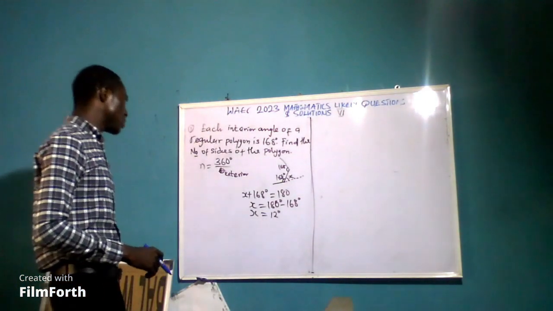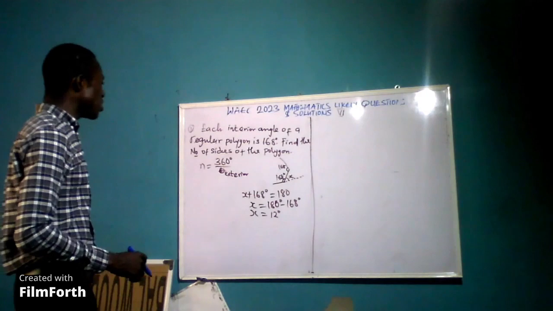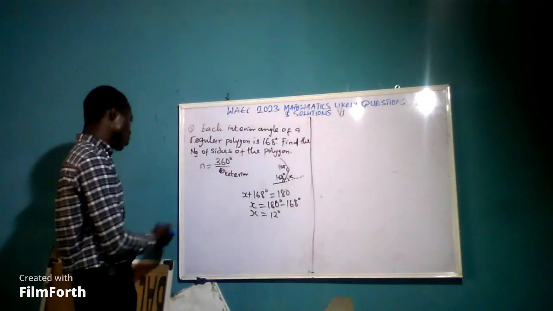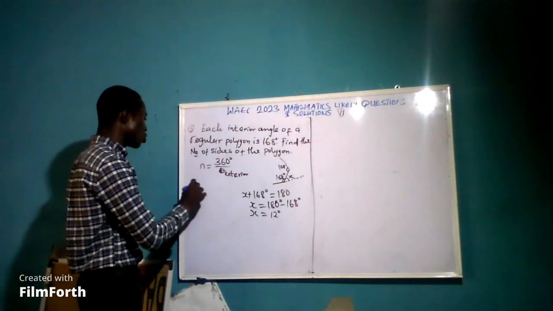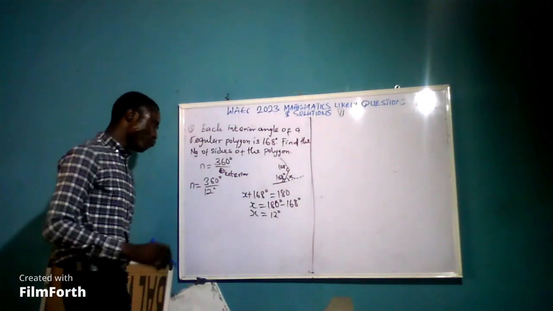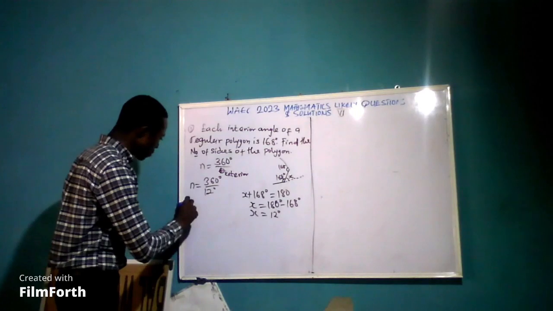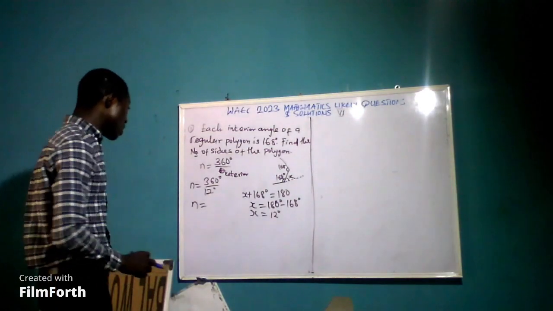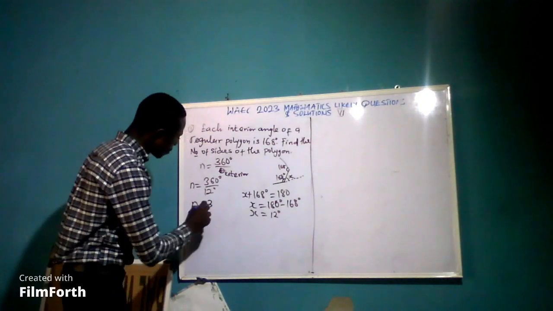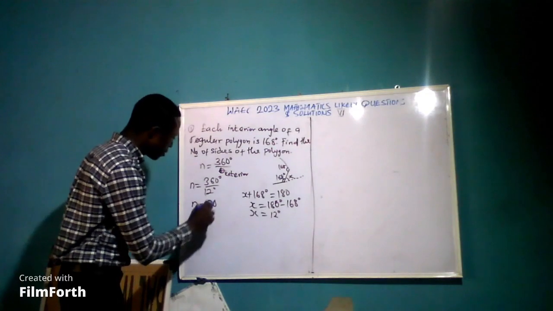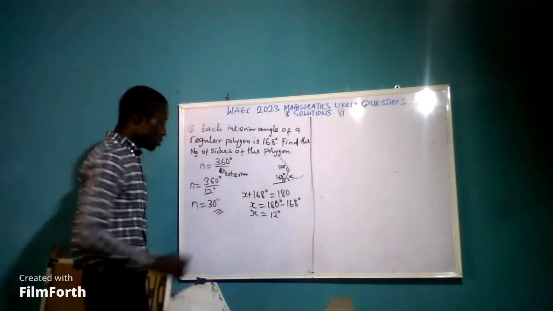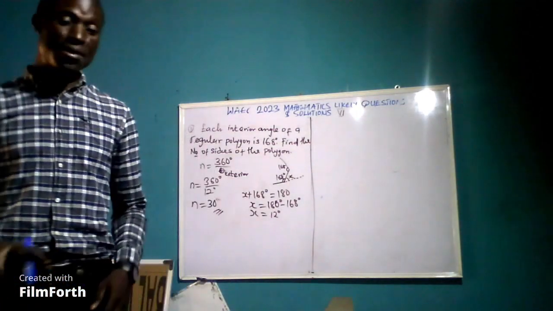The exterior angle is equal to 12 degrees. And if the exterior angle is 12 degrees, you can input 12 degrees into this formula to get the number of sides. So n is equal to 360 degrees all over 12 degrees. 12 in 36 gives you 3, and 12 in 0 is 0. So you have 30. So n is equal to 30. So the regular polygon has 30 sides.